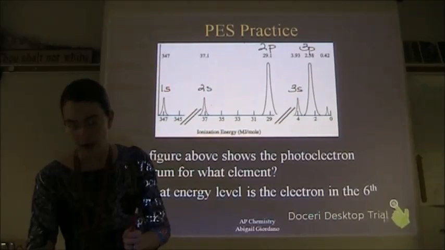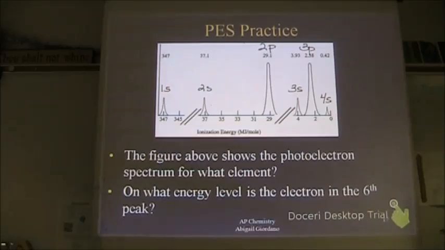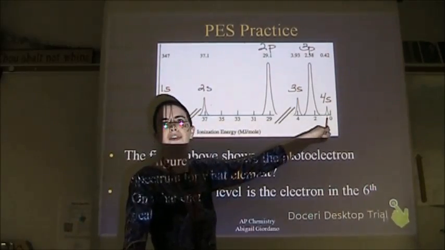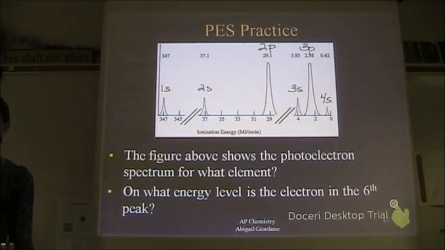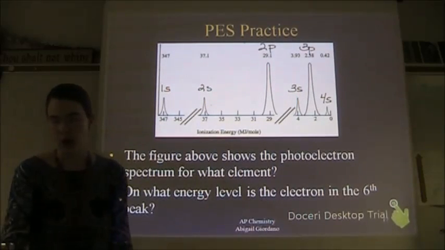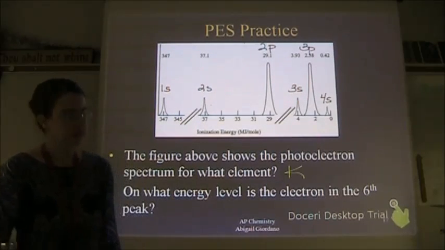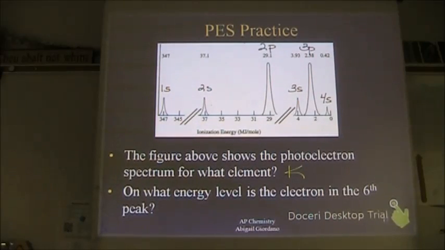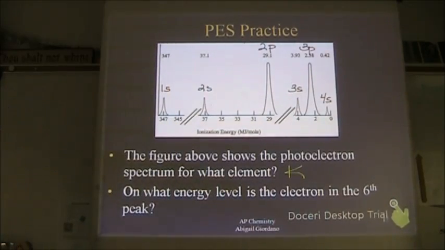So this sublevel must be what? 4s. Now, do you notice anything funny about that last peak? It's half the height, which means how many electrons are in there? 1. Very good. What element ends with its configuration 4s1? Potassium. You got it. You guys are so smart. Okay. The question says, on what energy level is the electron in the 6th peak? 1, 2, 3, 4, 5, 6. The 4th energy level. There you go.